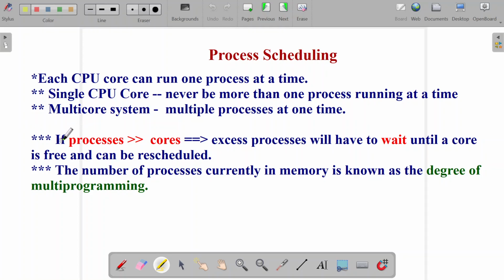Now the question is, what if I have more processes ready for execution than the number of cores? For example, if I have three processes but only two cores available, how am I going to do it? Of course, the obvious solution is that the excess processes have to wait until a core is free and they are rescheduled. The number of processes currently in memory in active mode is called the degree of multiprogramming.